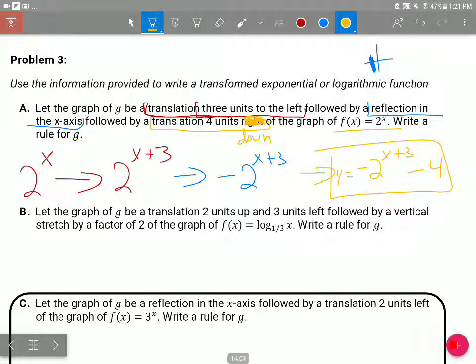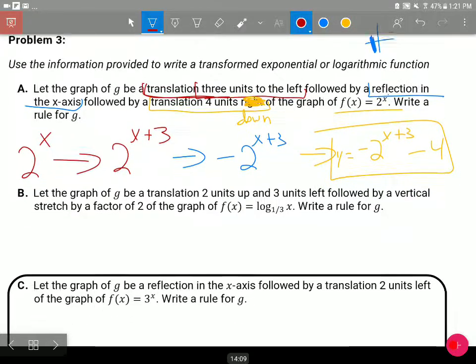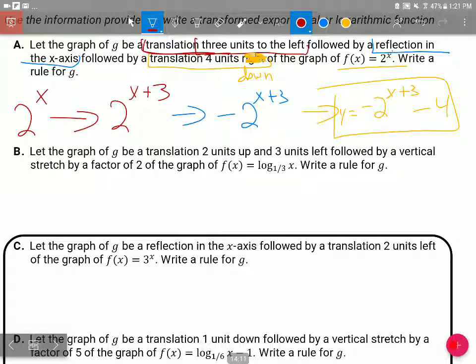All right, letter B. We're dealing with a logarithm this time. Let the graph of G be a translation 2 units up and 3 units left. So those are your shifts, those are your translations. Followed by a vertical stretch by a factor of 2. I'll do that in blue.